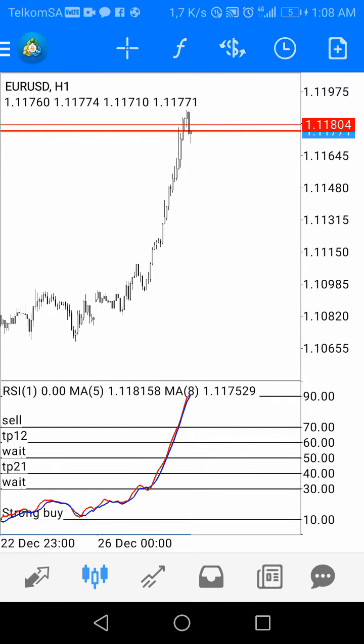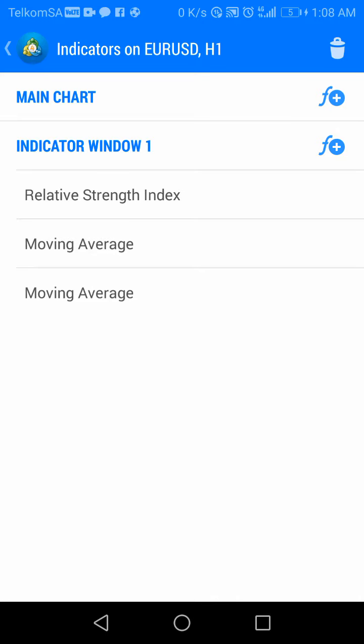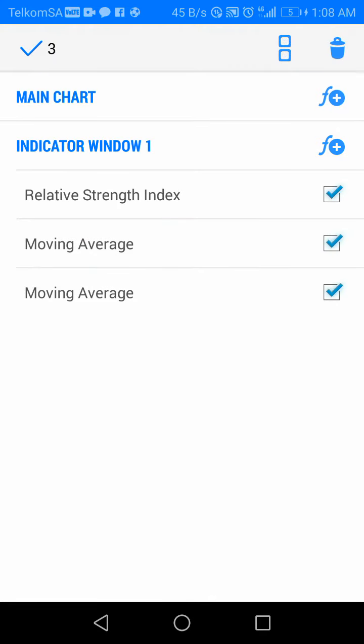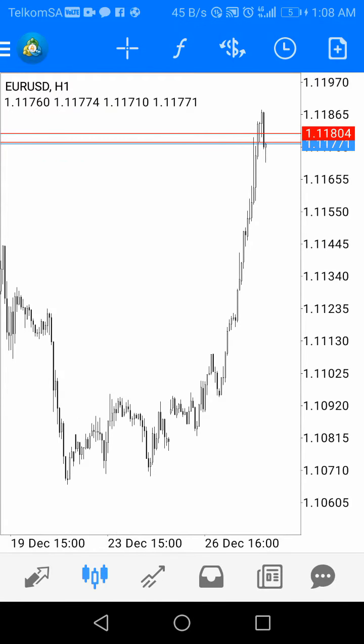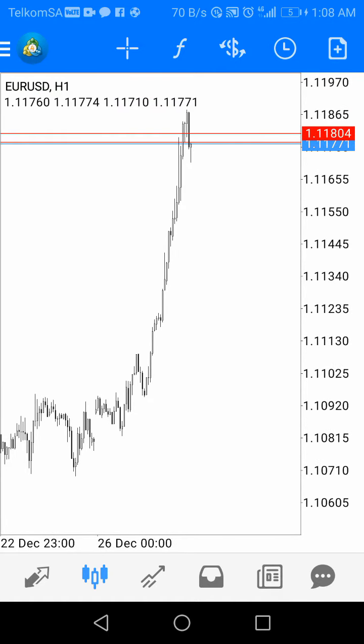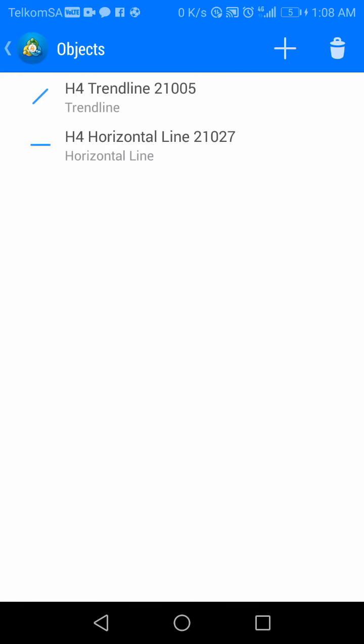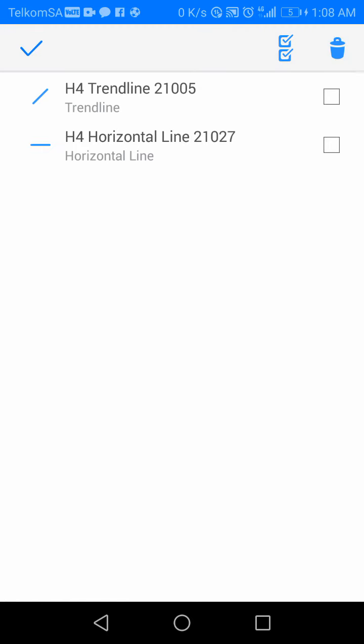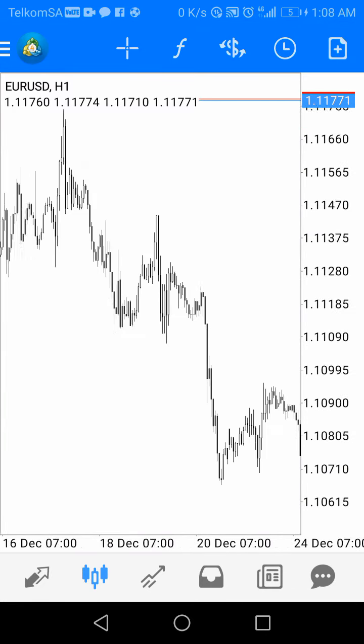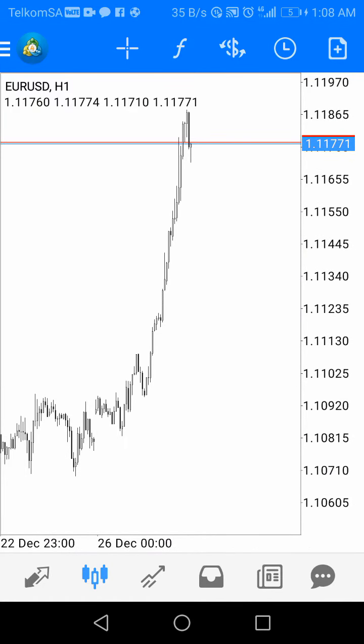Let me remove everything. Okay, so make sure your chart is clean. So this is what you'll do. Let me remove the objects. Okay, cool, then it's clean. So this is how it works.